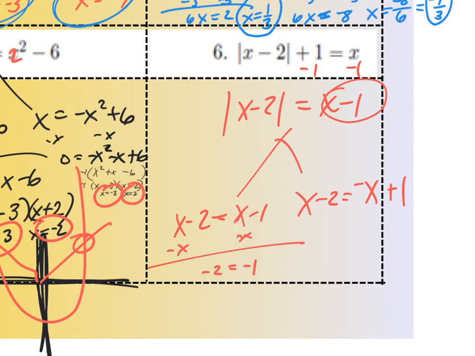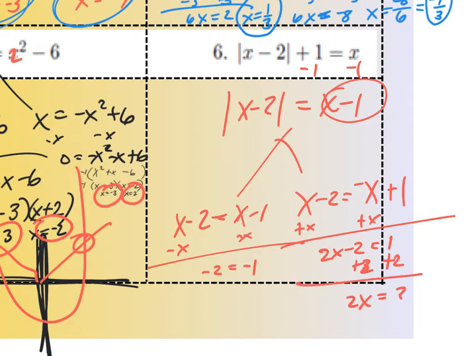Let's see if the other side has an answer. Actually, I don't really want to add 2 there. I want to add x on both sides, personally. Yay, I got at least one answer. And it's 1.5.